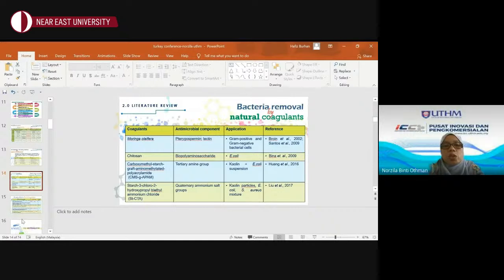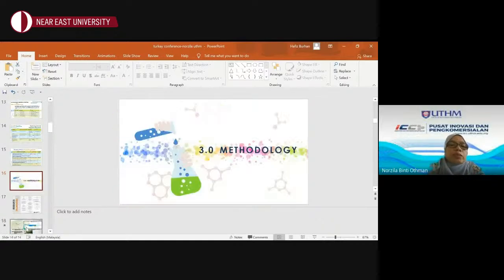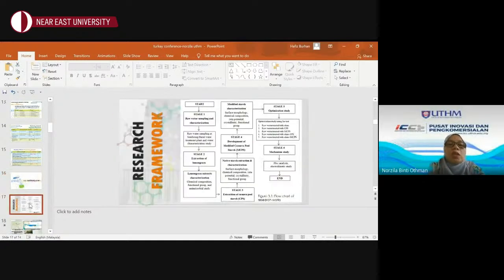Apart from that also, this study focuses on removing E. coli and the potential of cassava starch as an antimicrobial component. Before this, some coagulants also have antimicrobial components, such as moringa, chitosan and other coagulants. So these are the research background.